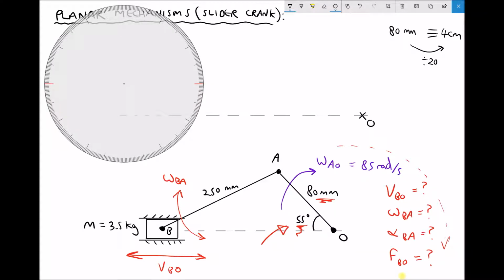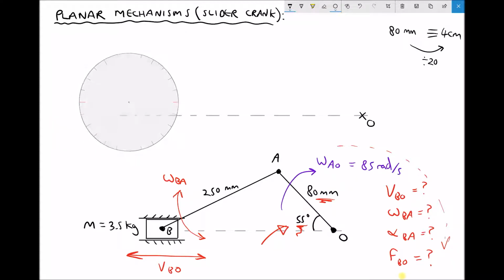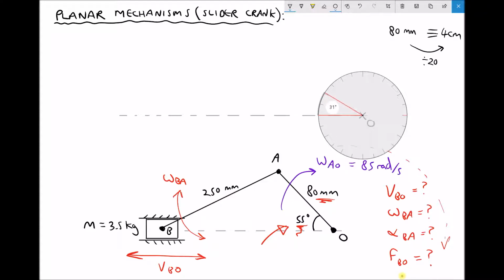So the first thing that I need to do is position the centre of my protractor on point O, and then from the datum line I need to measure 55 degrees. So from this point here I need to measure 55 degrees.